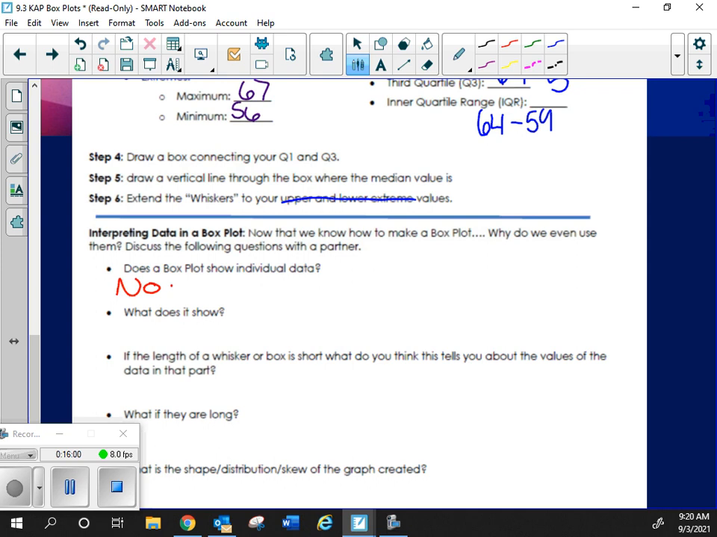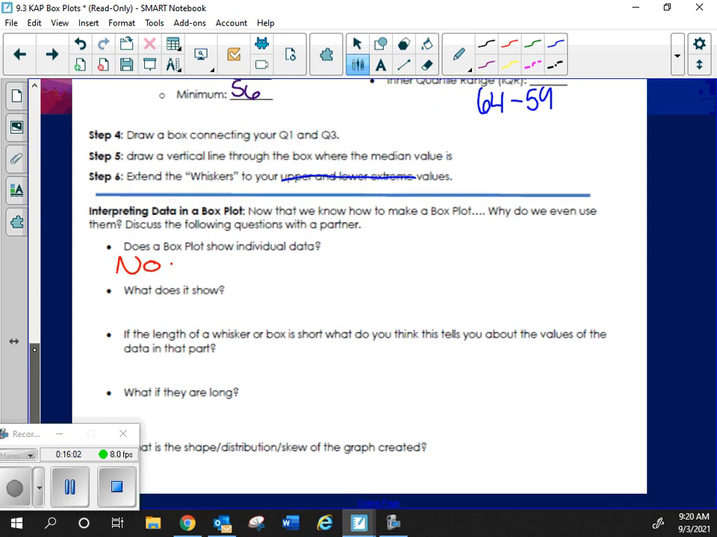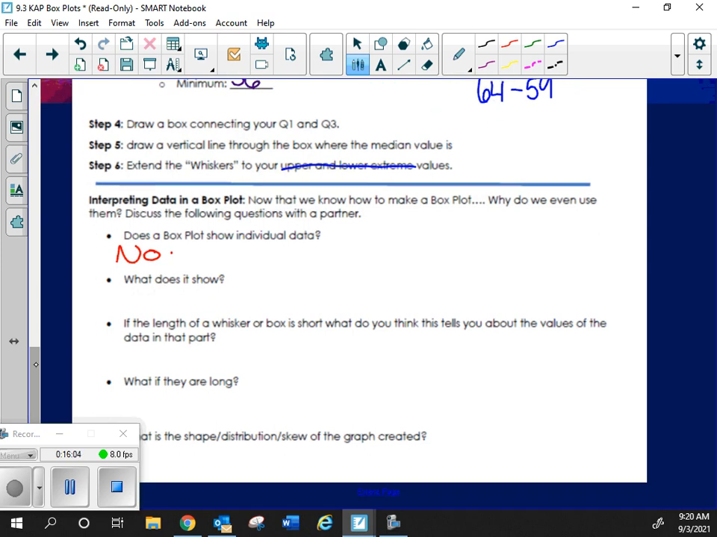Instead, what does it show? It shows a summary of a data set. It just shows a summary. Okay, it shows the spread.